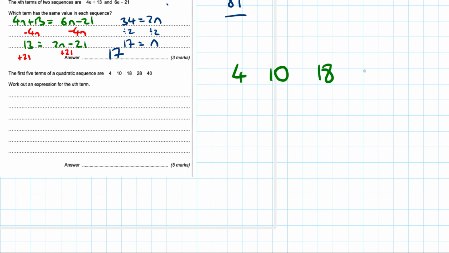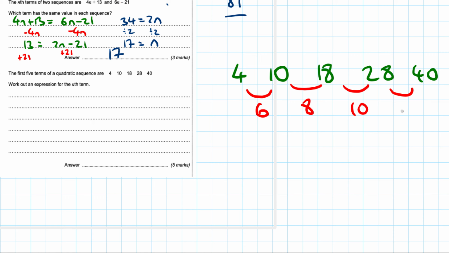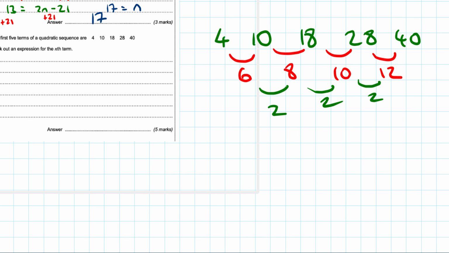So we write out our sequence: 4, 10, 18, 28, and 40. First of all, we find the difference between each of the terms. So 4 and 10 is 6, 10 and 18 is 8, 18 and 28 is 10, and 28 and 40 is 12. And then we find the differences between the first differences, so that's going to be 2, 2, and 2.